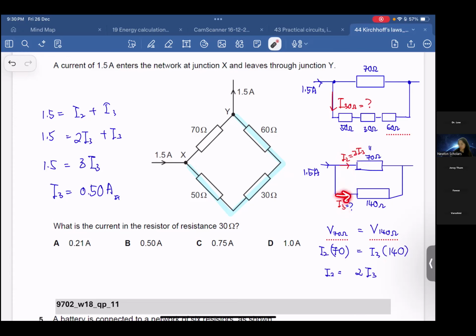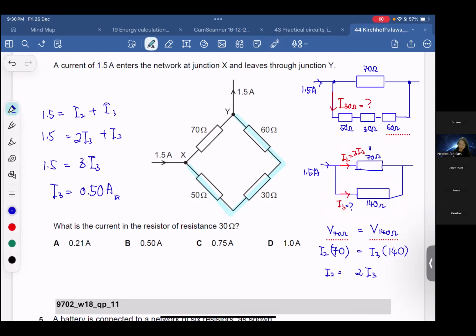Teacher, why is the current in 140 ohm the current for 30 ohm? Because the 50, 30, and 60 ohm, these three resistors, are connected in series. Their current should be the same. You have to consider their total resistance, then only can you find the total current flowing through them. So the current flowing through this 140 ohm is actually the current flowing through 50 ohm, 30 ohm, and 60 ohm. They are the same.